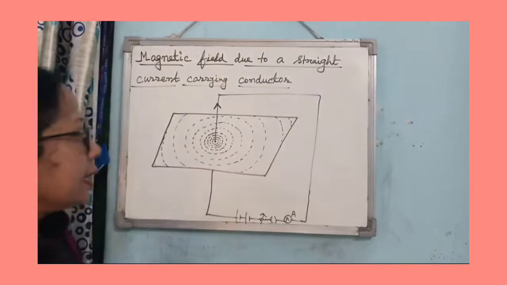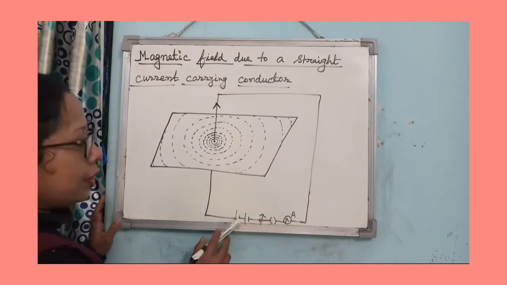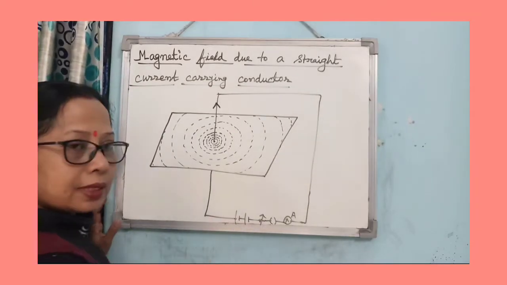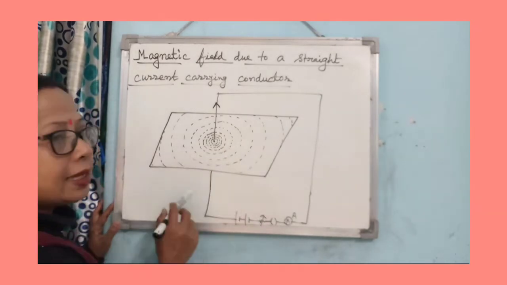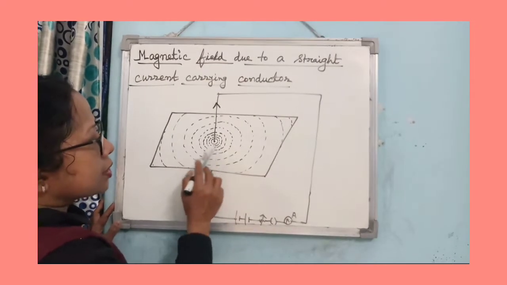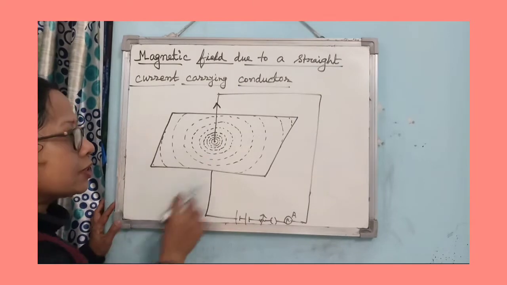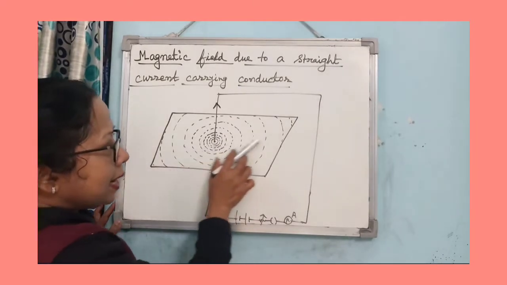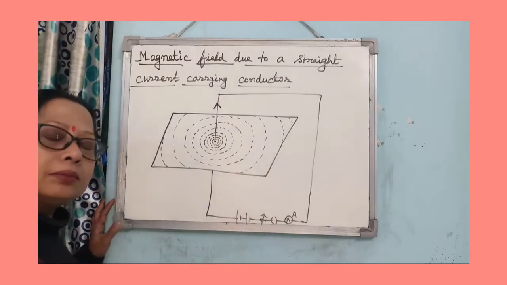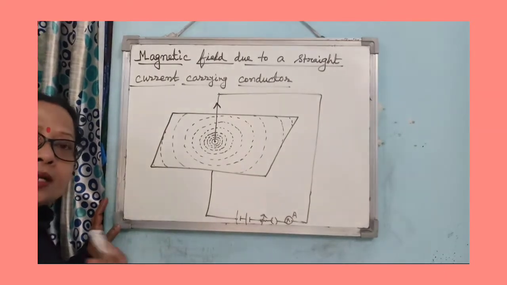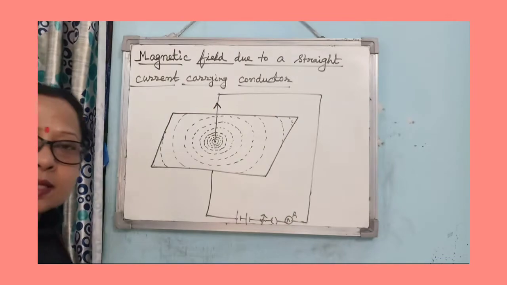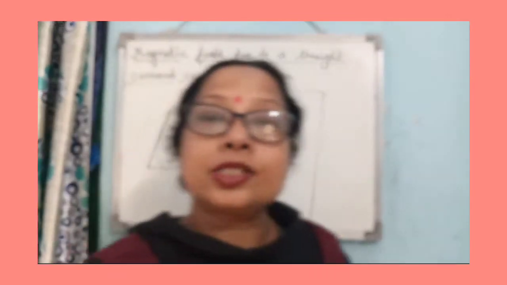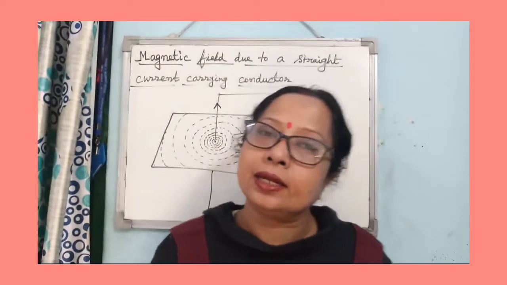Okay? Then, second observation. If you increase the current by using the rheostat, which you can observe from the reading of the ammeter, you will see that the number of concentric circles increases. Not only that, it extends to a longer distance. Alright, what does it mean? If you increase the amount of current passing through the conductor, the strength of the magnetic field increases.